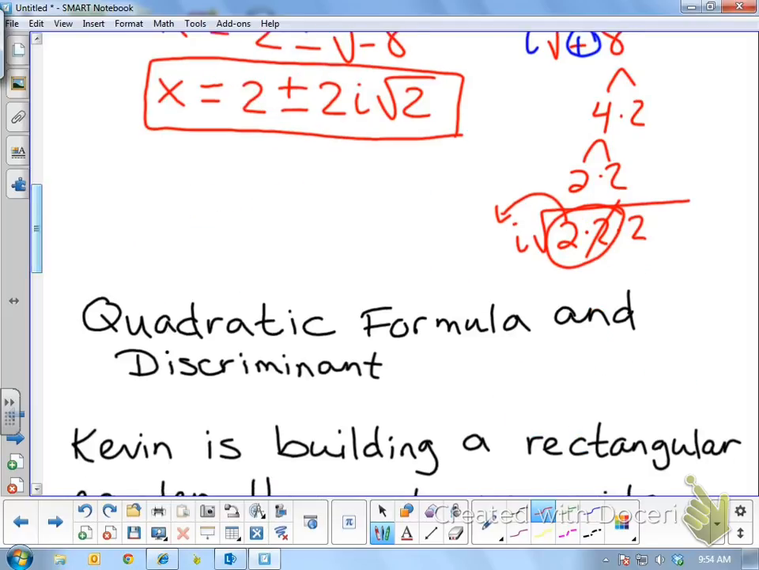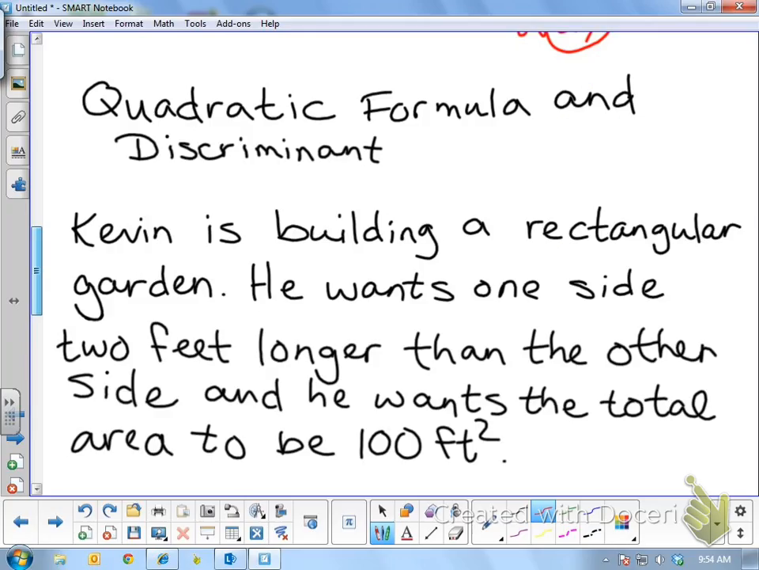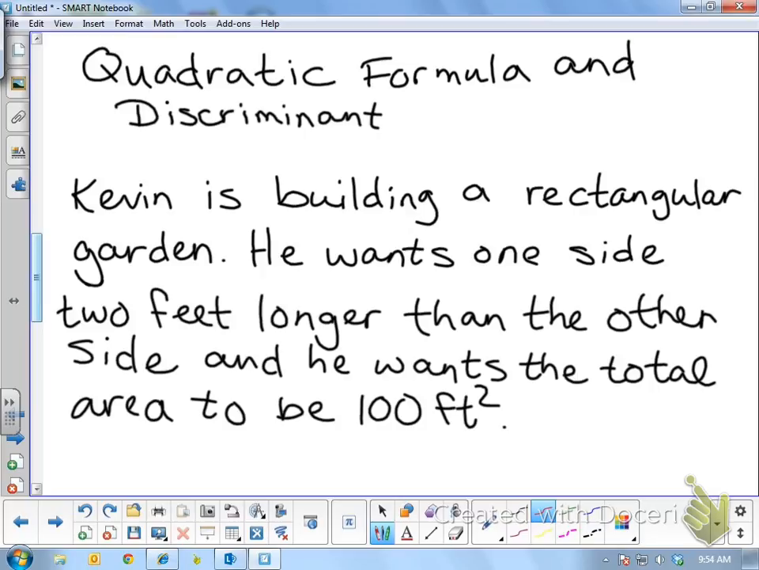Okay, does everyone have that written down before I go on to the quadratic formula, sorry. Yes, I do want you to write the entire word problem down, otherwise this won't make much sense.